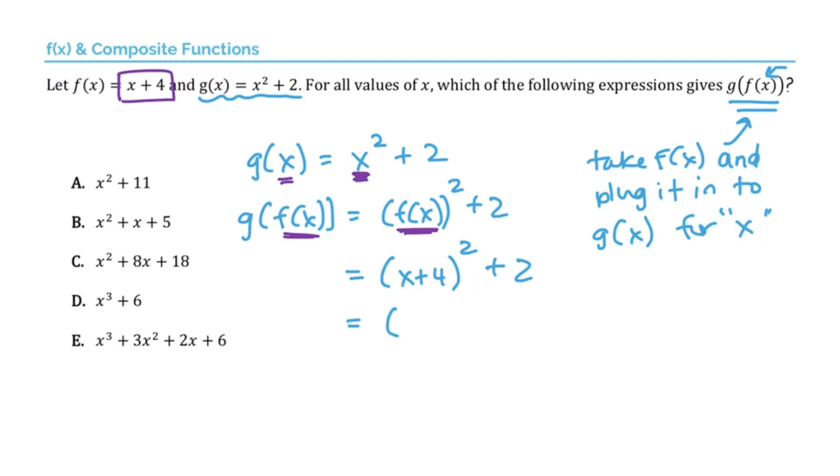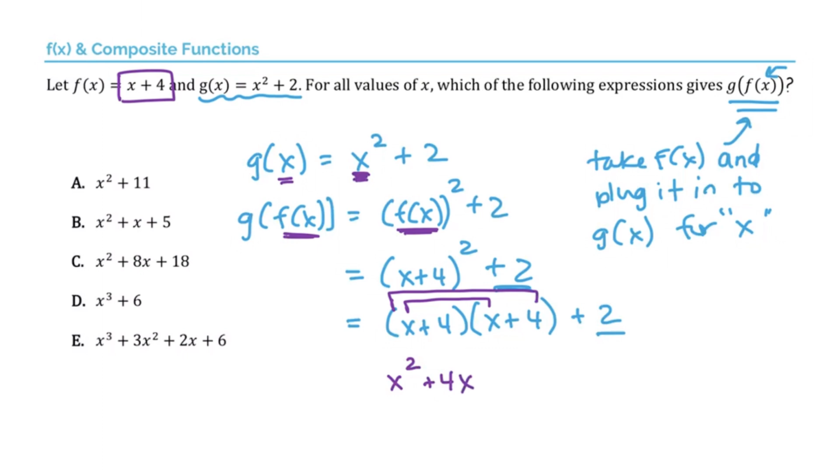So now this is fun because we get to do a little review of FOIL. X plus 4 squared is just x plus 4 times x plus 4. Do not forget the plus 2 at the end. Let's go ahead and FOIL. F stands for first, x times x is x squared. O stands for outer, x times plus 4 is plus 4x. I stands for inner, 4 times x is plus 4x. L stands for last, 4 times 4 is plus 16. And then do not forget the plus 2 at the end.